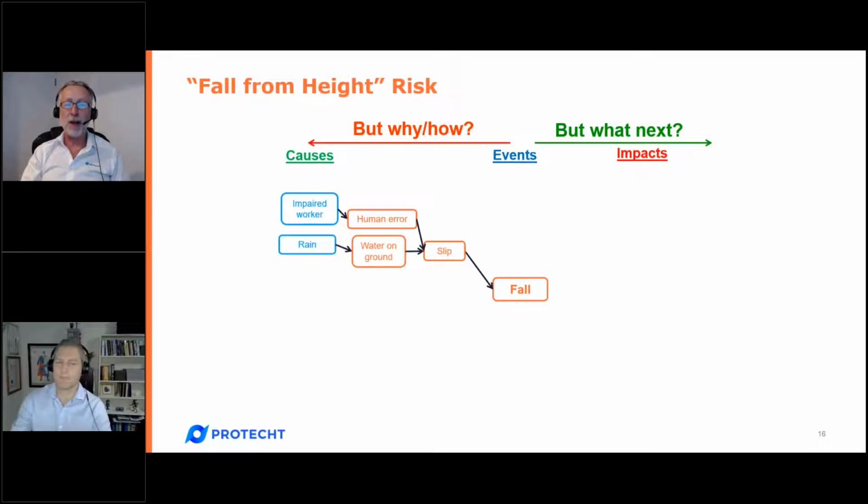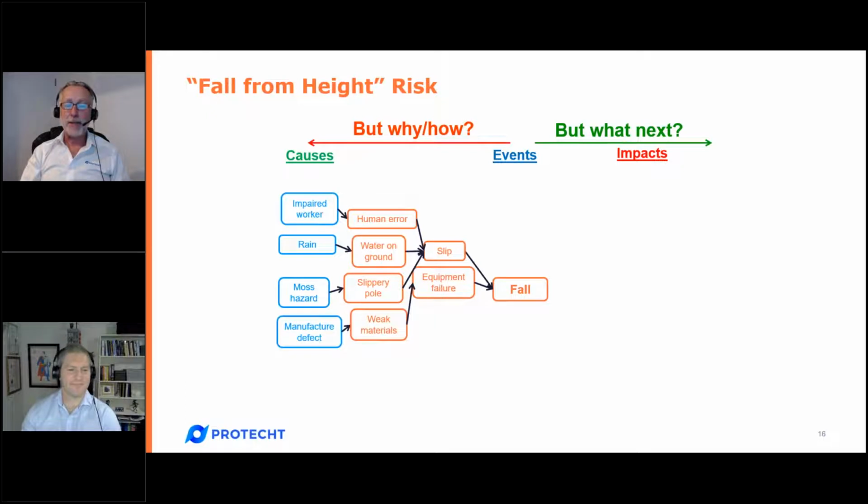Number 2, water on the ground. It rained last night. Outside of influence, root cause. Slippery pole, moss growing on a pole. Outside of influence, that's just flora. Third party manufacturer defect, assuming we can't influence the third party, root cause. And finally, inadequate process given to us by our superiors, and we had no influence over that process. We have to inherit and use it as is.